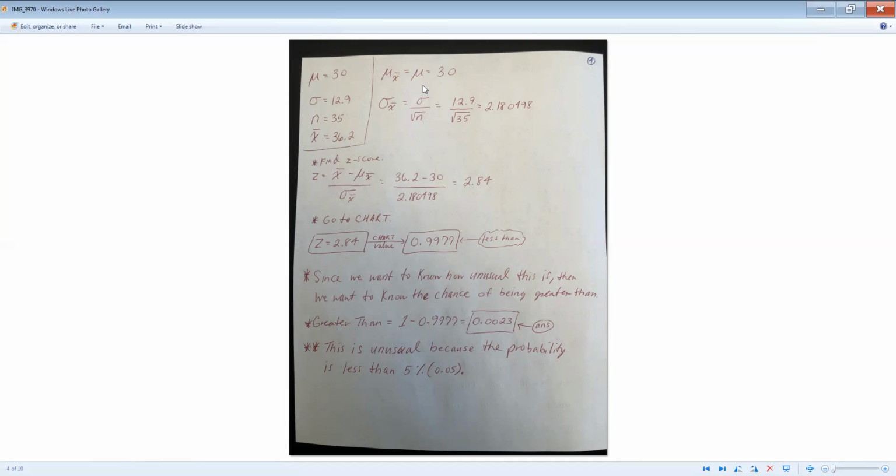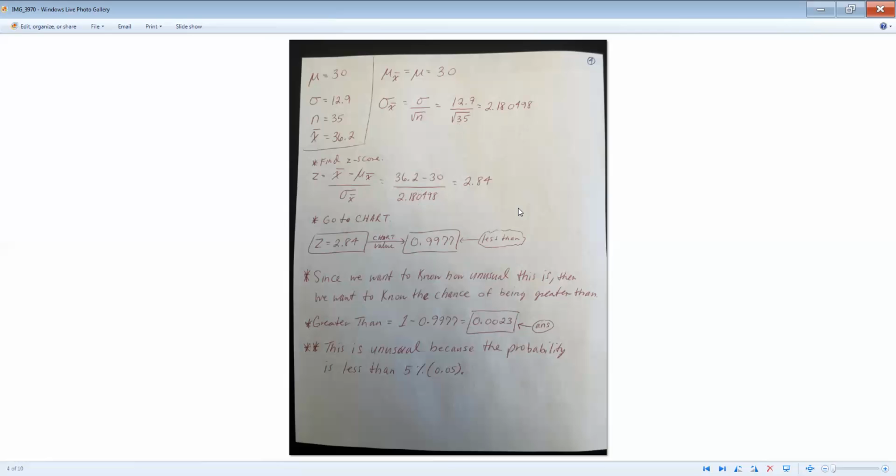Our mean sub x bar is going to be equal to the mean of the population, which is 30. The standard deviation sub x bar, the standard deviation of the sampling distribution, is going to be the population standard deviation over the square root of n, which is 12.9 over the square root of 35. That'll give us 2.180498. Now plug that into the z-score relationship. That'll be 36.2 minus 30 over 2.180498. That'll give us 2.84.